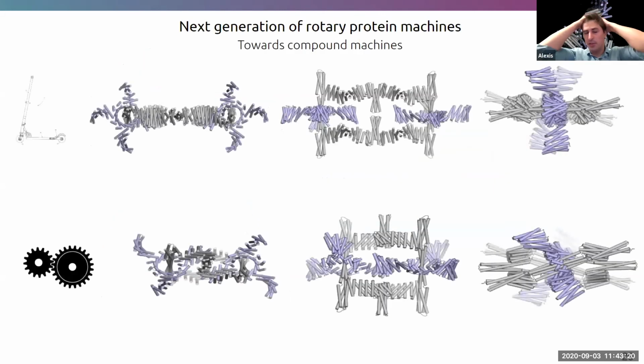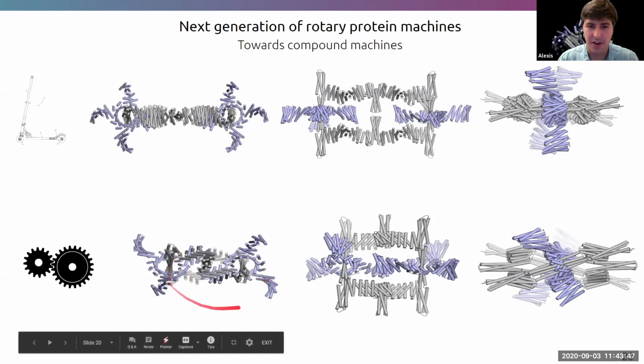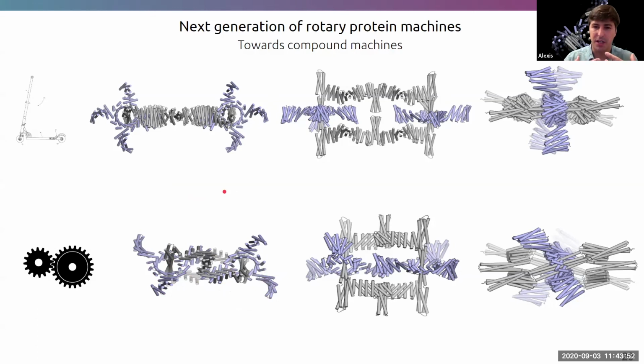And then last, I just wanted to say that we're slowly starting to think about building compound machines. In the same way we do for macro-scale complex machines, we can start putting together the simple machines we built to make more complex things. Here are some examples. Here we're just coupling two axles to have two movable parts in the same system. And we can also think about building gears, so very simple protein systems that are coupled.